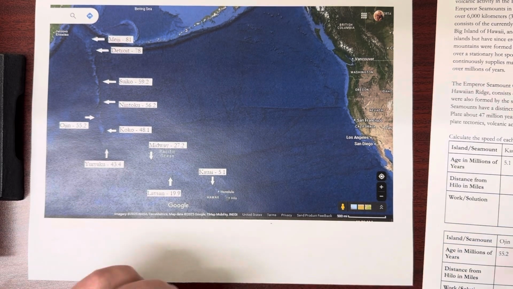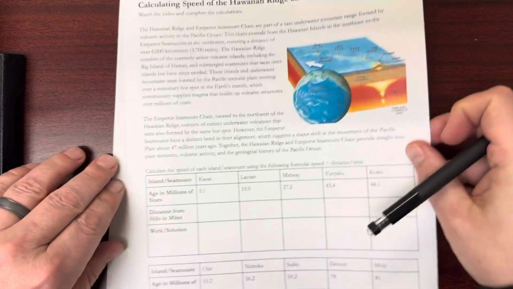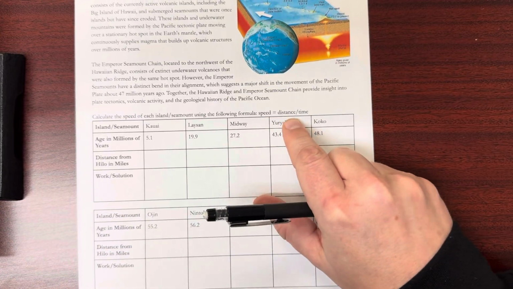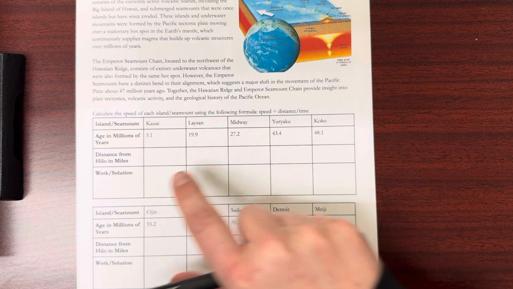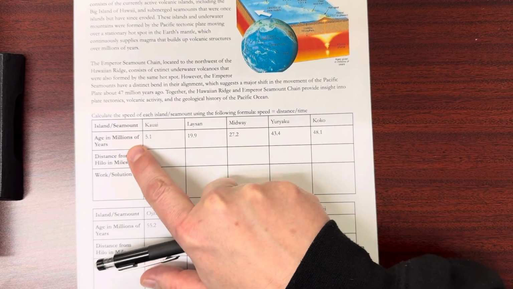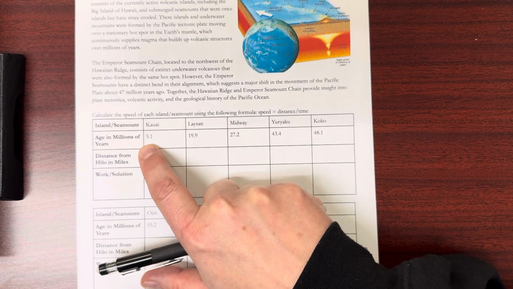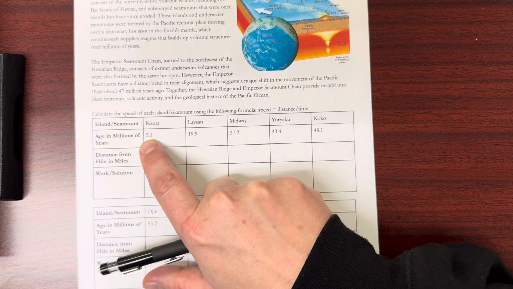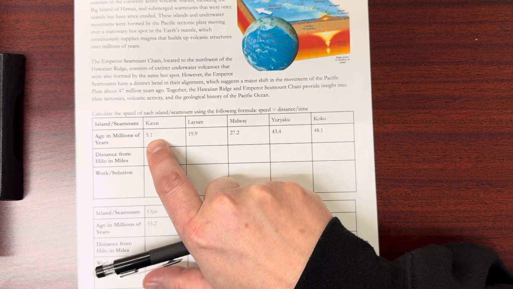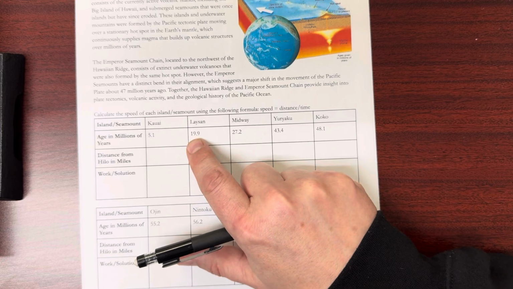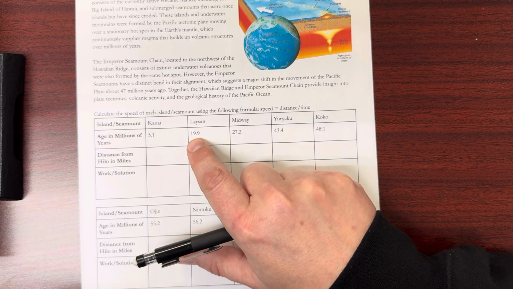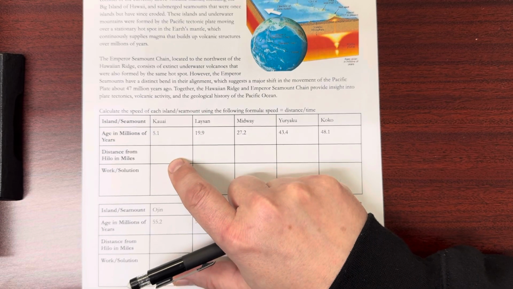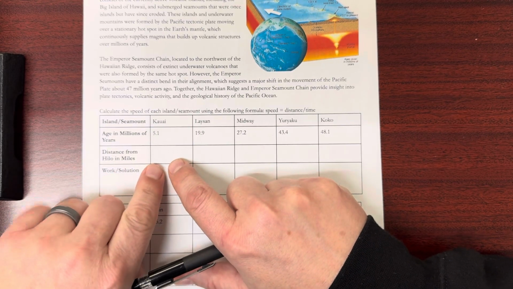So for speed, here's the speed formula. Speed equals distance over time. Well, we have time because we know how old some of these islands and seamounts are. And this is in millions of years. So this is 5,100,000 years. This is 19,900,000 years. But we don't know the distance. So we need to measure the distance.